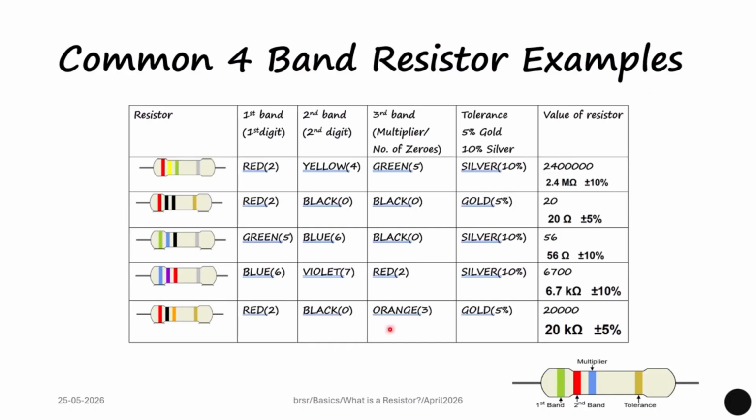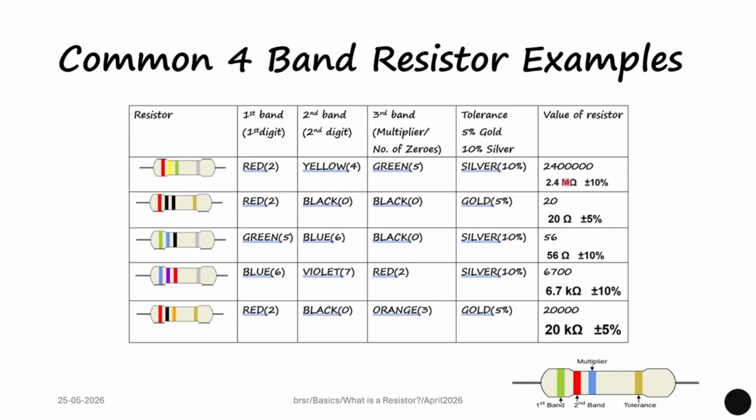So let us see the examples here. In this first resistor, we have three bands, that is red, yellow and green. Then it is a silver band. So red represents 2, yellow represents 4, green represents 5, and the silver is 10% tolerance. So the first band represents the first digit 2, the second band represents the second digit, that is 4, and the last band, the third band, represents the number of zeros or the multiplier.